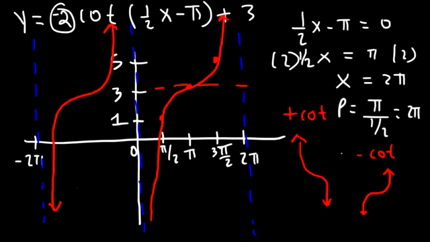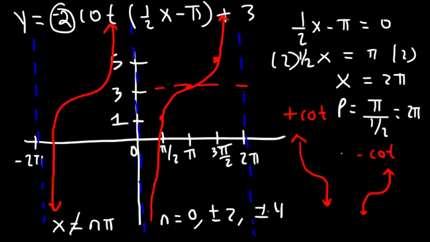So the range, keep in mind, for tangent and cotangent is always going to be all real numbers, negative infinity to infinity. Y can be anything. And for the domain, simply remove the asymptotes. The asymptotes differ by 2 pi in this example. So we can say that x cannot equal n pi, where n is 0, plus or minus 2, plus or minus 4, plus or minus 6, and so forth. And so that's it for this example.